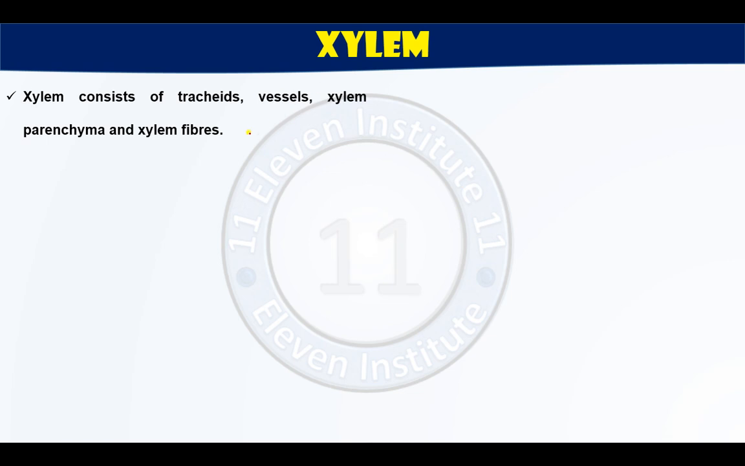Xylem consists of tracheids, vessels, xylem parenchyma, and xylem fiber. So basically there are four components of xylem, right? And that is why it is a complex tissue, because it contains more than one type of cells, right? So xylem has tracheids, vessels, xylem parenchyma, and xylem fibers. These are the four types of cells present inside the xylem.